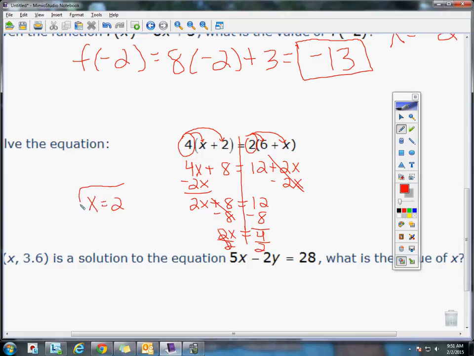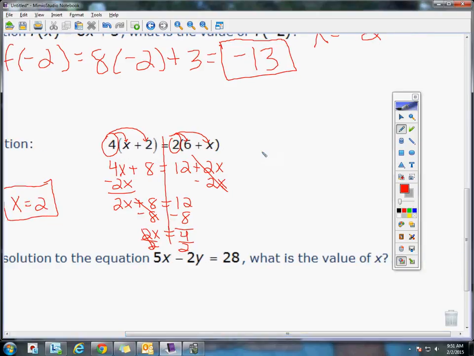Now once you have that answer, it's really good to check your work. So we can plug that in. 4 parentheses, my x is 2, 2 plus 2 is equal to 2 times 6 plus my x is 2. So 2 plus 2 is 4. 4 times 4 is 16. 6 plus 2 is 8. 2 times 8 is 16. And again, you can type it in the calculator just like this. Since 16 equals 16 is true, then I know my answer here is correct.